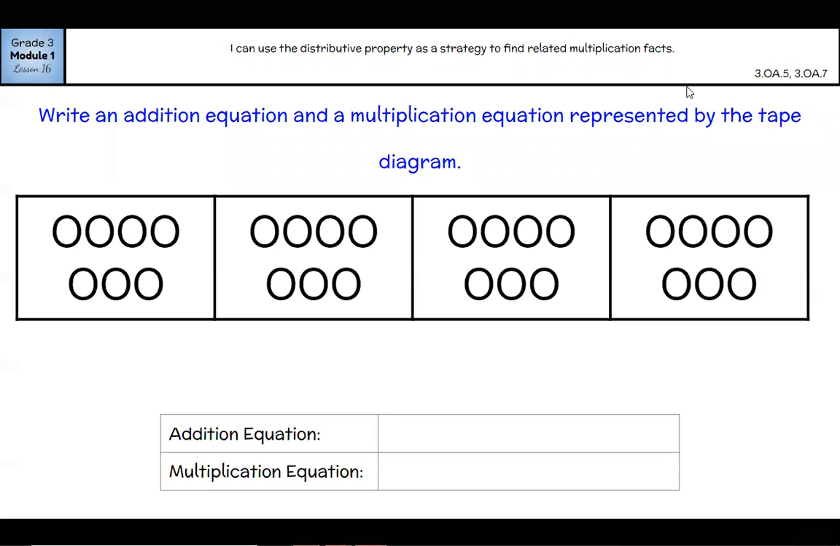Okay, write an addition equation and a multiplication equation represented by this tape diagram. So let's see, we have 1, 2, 3, 4, 5, 6, 7. And there are 4 7s. So that means 7 plus 7 plus 7 plus 7. And what's that equal? That equals 28. So that means that my multiplication equation is going to be, I have 4 groups times 7 in each group, which is still going to equal 28.